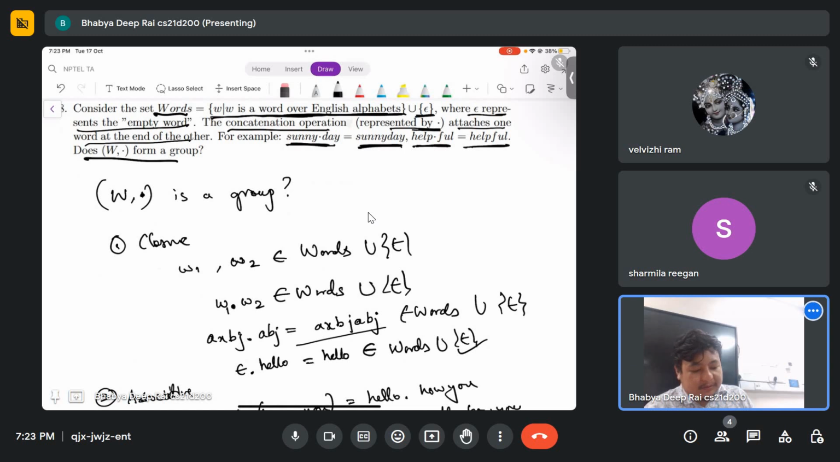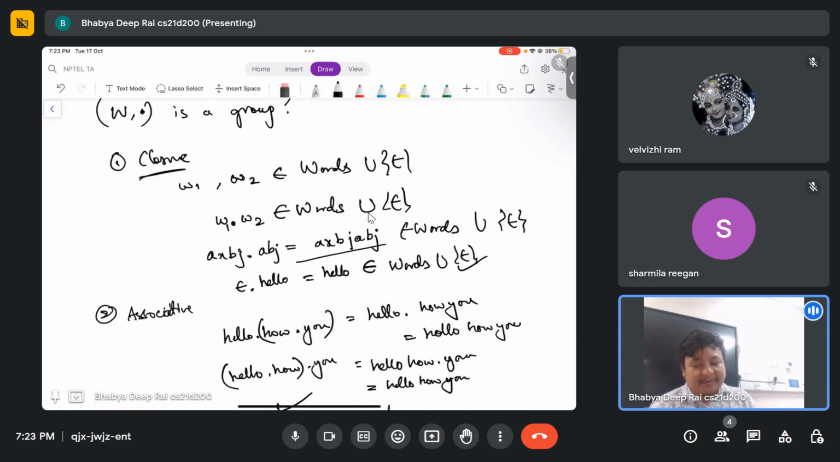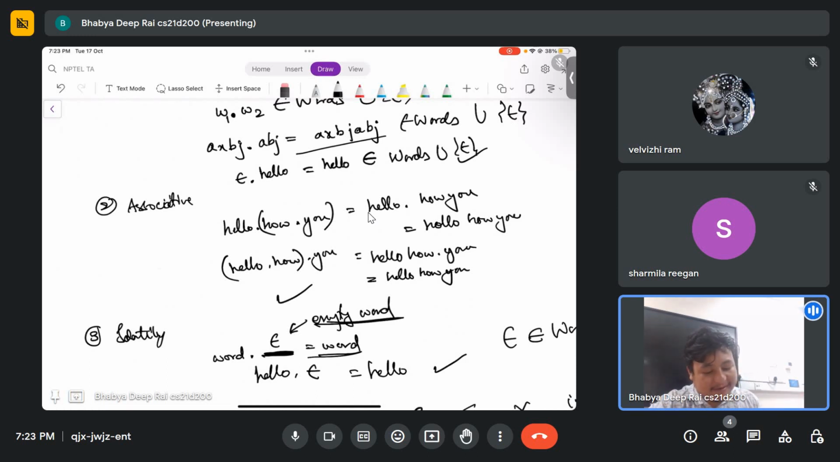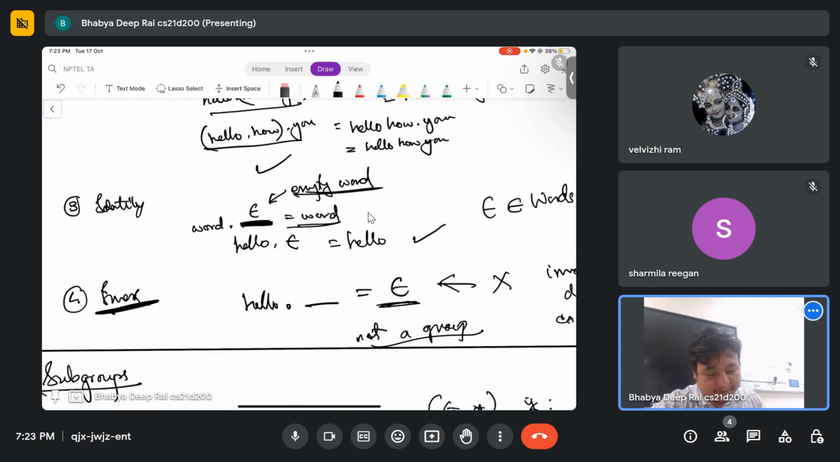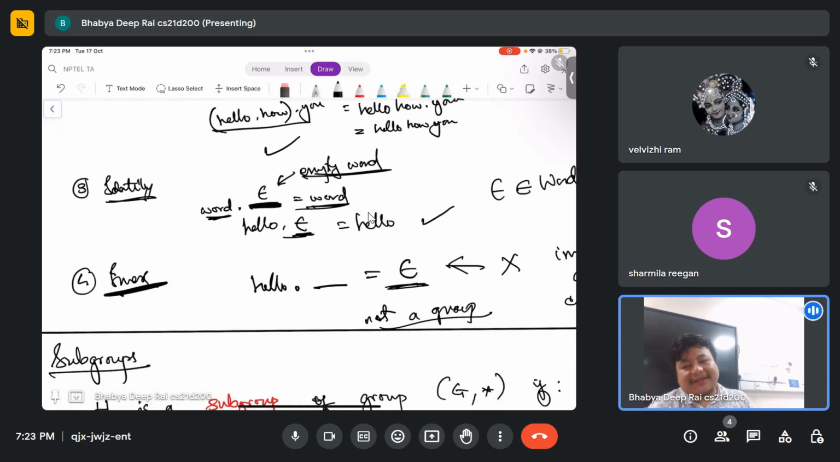Then we checked whether it is closed, because attaching one word with another will give you another word which consists of English letters. So it is closed. Is it associative? It does not matter in which order you concatenate. Finally, identity. If you attach the empty word to a word, you'll get the same thing again. So this empty word was necessary for the identity property to hold, because epsilon works as the identity element.